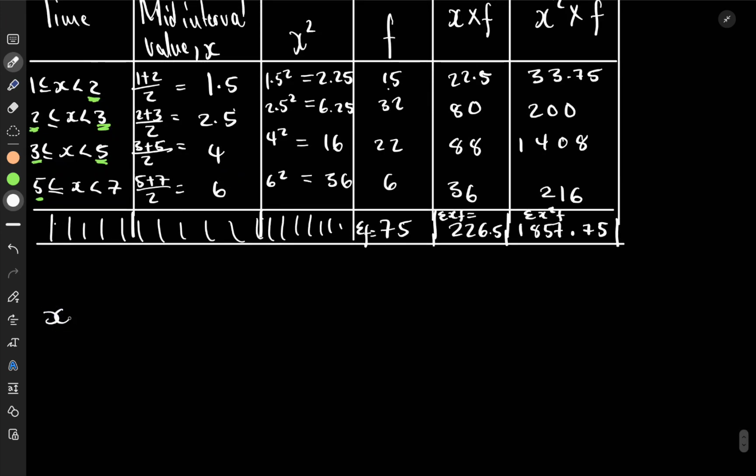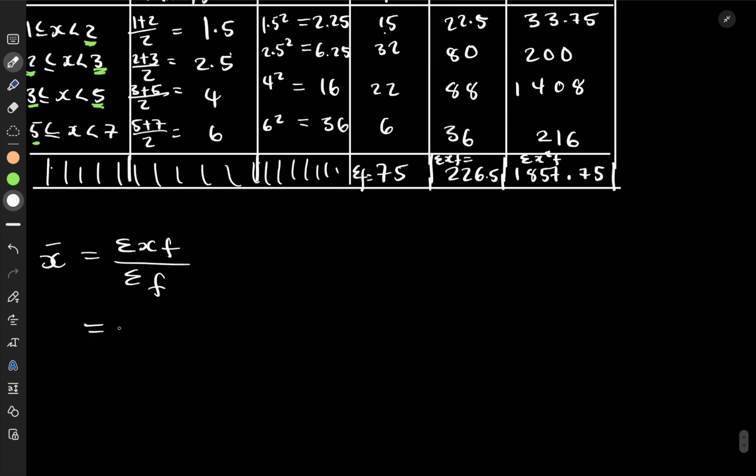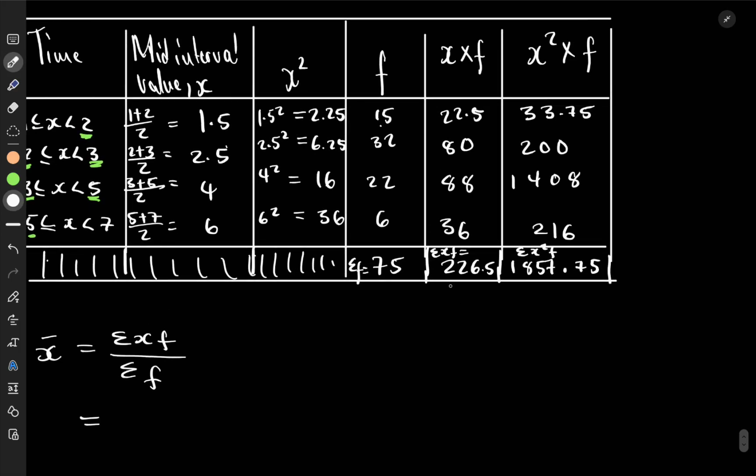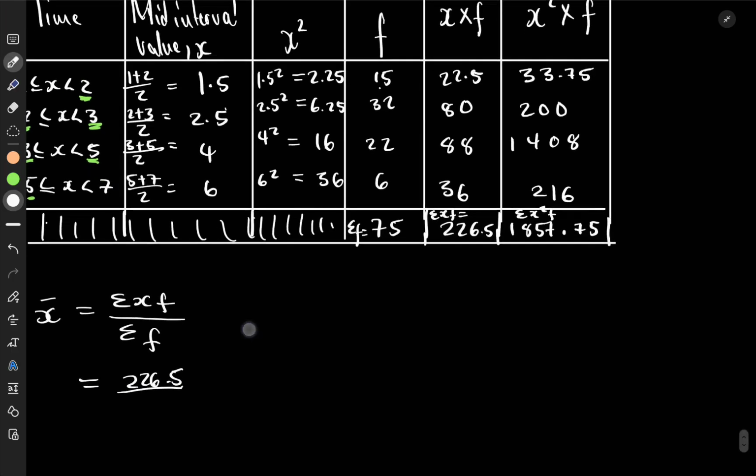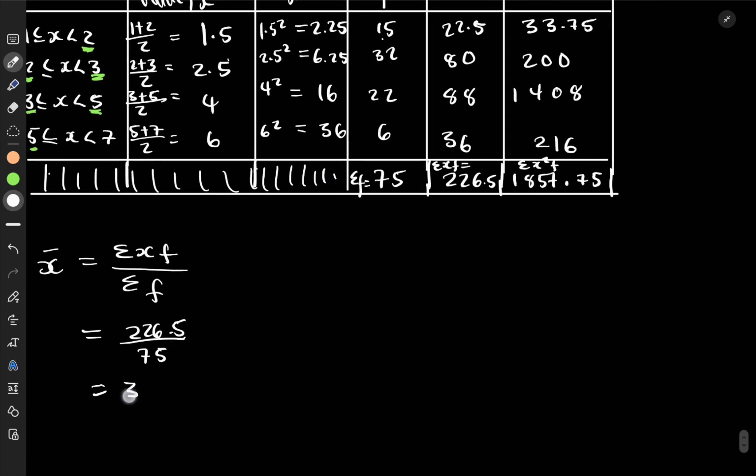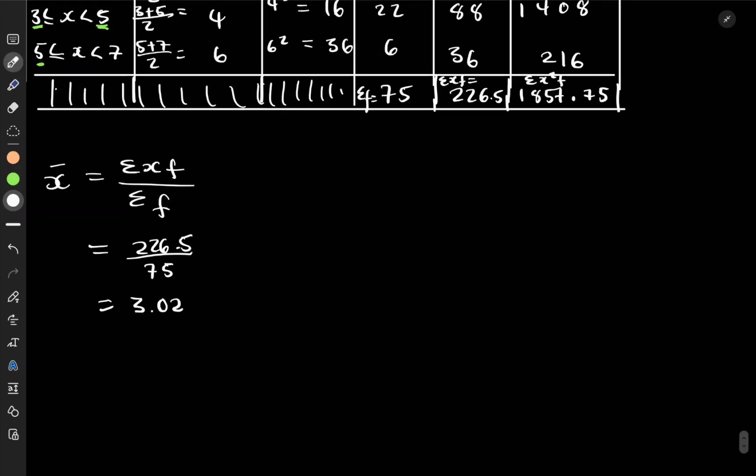We would say x bar, which is the mean, is the summation of xf over the summation of f. You can go check the formulas in MF19. We have the summation of xf as 226.5 over the summation of f, which was 75. Now look at how easy it is. 226.5, don't make a mistake now, divided by 75, we get 3.02. Wow, great mean.